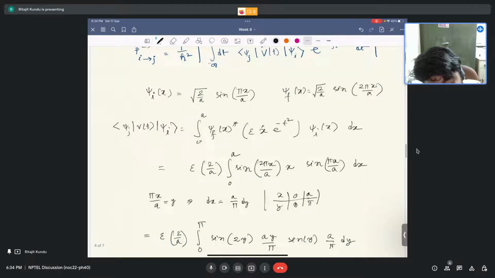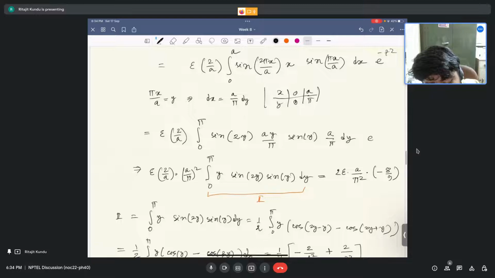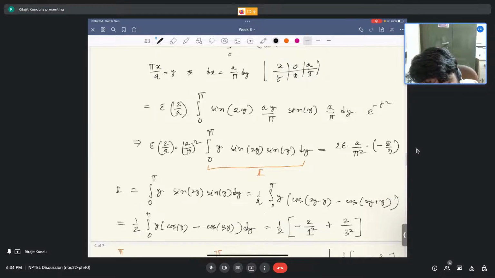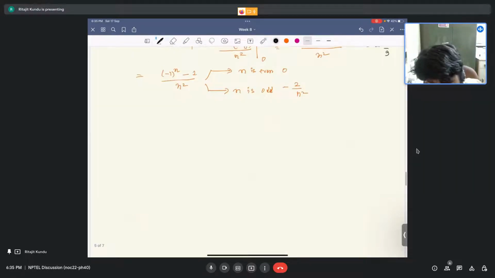I have actually missed this factor. The e to the minus t square is always there, throughout. Yeah. So now let us do the time integration. If you look carefully, it is given by e to the power minus t square, right? And there is also e to the power i omega 21 t.